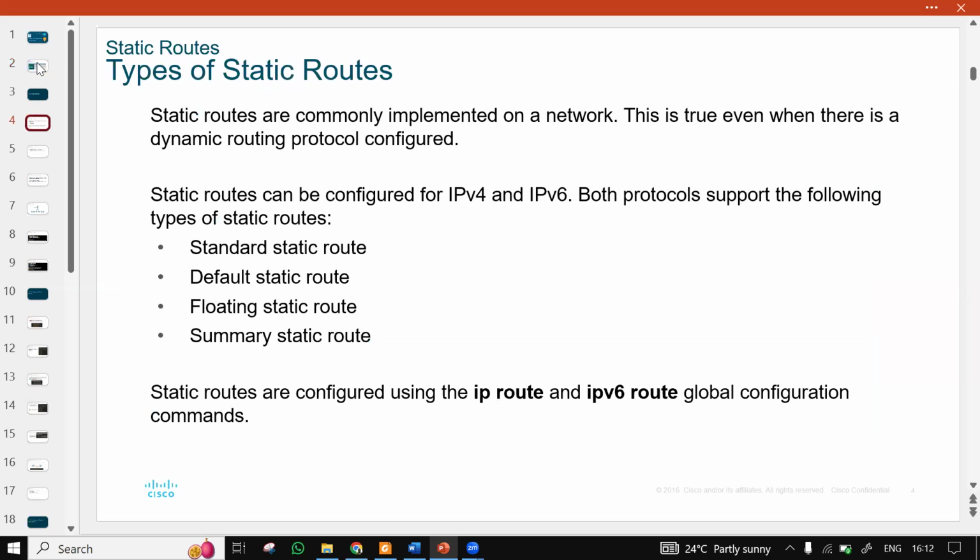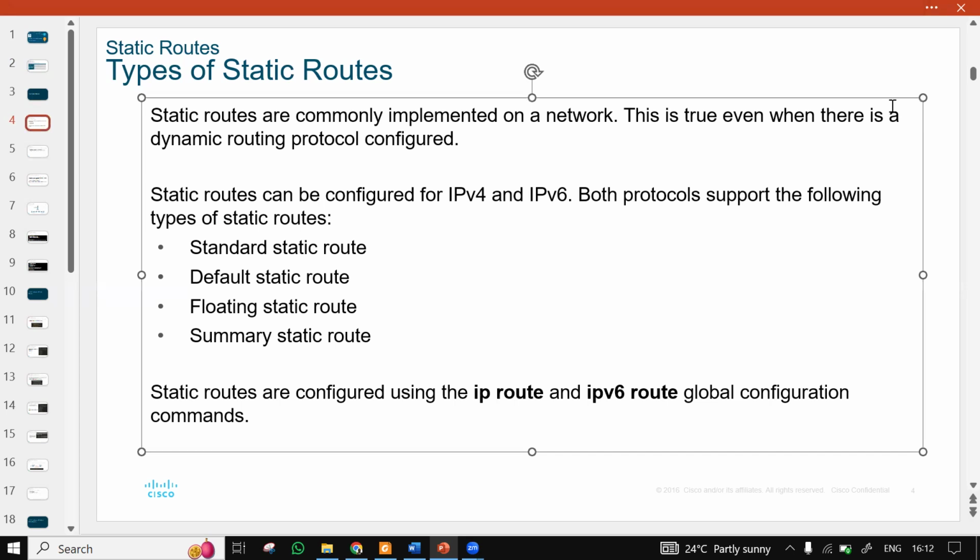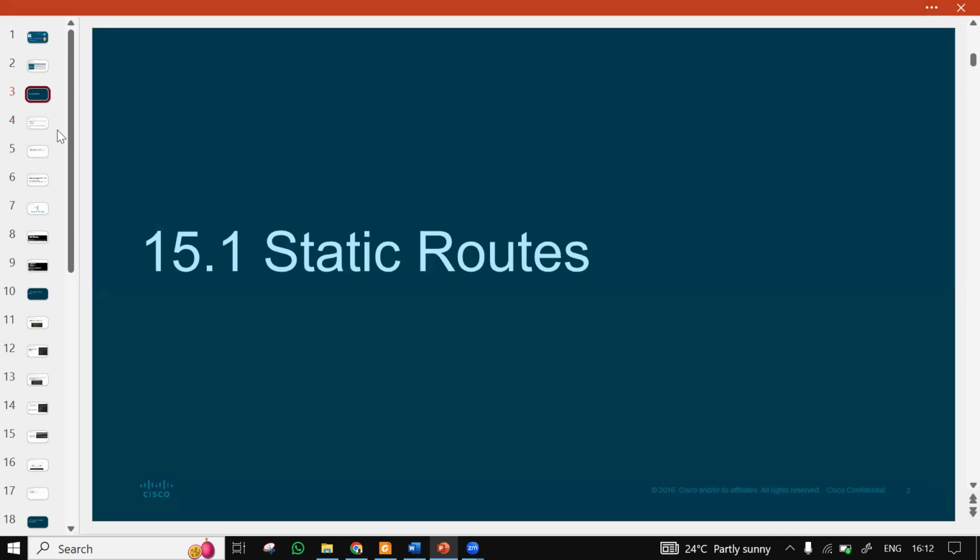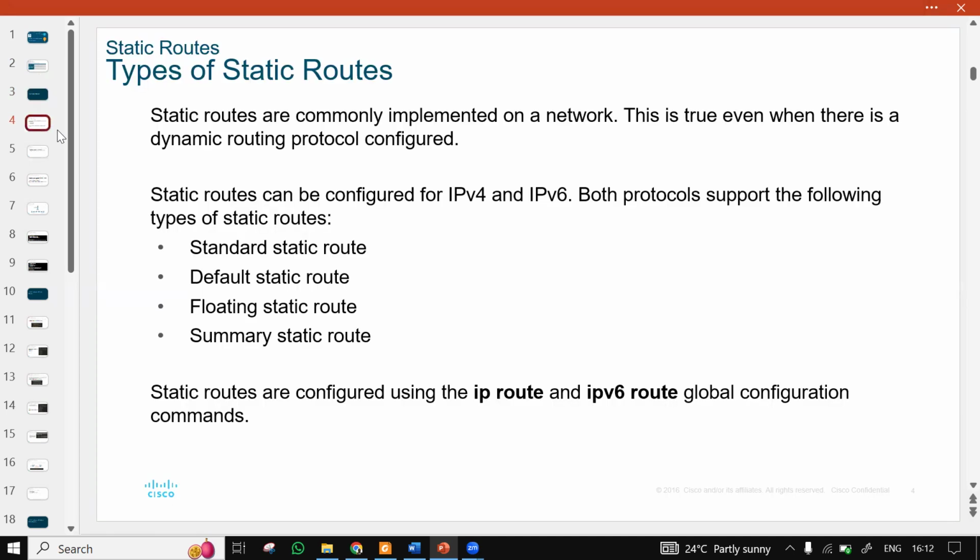Type of static routes. What is a static route? I already mentioned the static route is a route which is manually configured. So they are commonly implemented on a network, true even when there is a dynamic route configured. So even if you have a very large network, it makes sense that there are static routes which are configured there. For example, for your stub networks, you have to configure static routes.